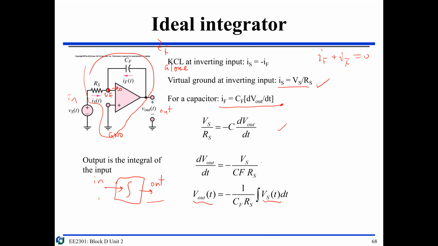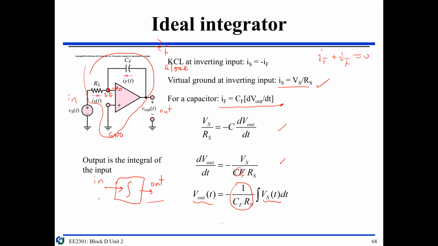Then basically you write everything in this form. All other things are just, sorry, this is the CF. These are just constants. It's called the integration gain. It doesn't have to be 1 or whatever.